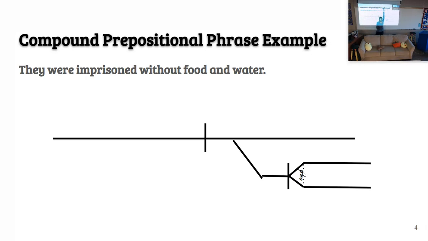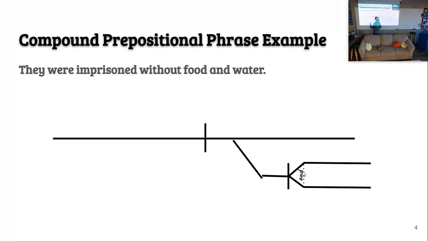All right, so compound prepositional phrase. Okay, we can have more than one object of a preposition. So if we have a preposition that has more than one object, all that we do is we split that horizontal line, kind of like that, okay?